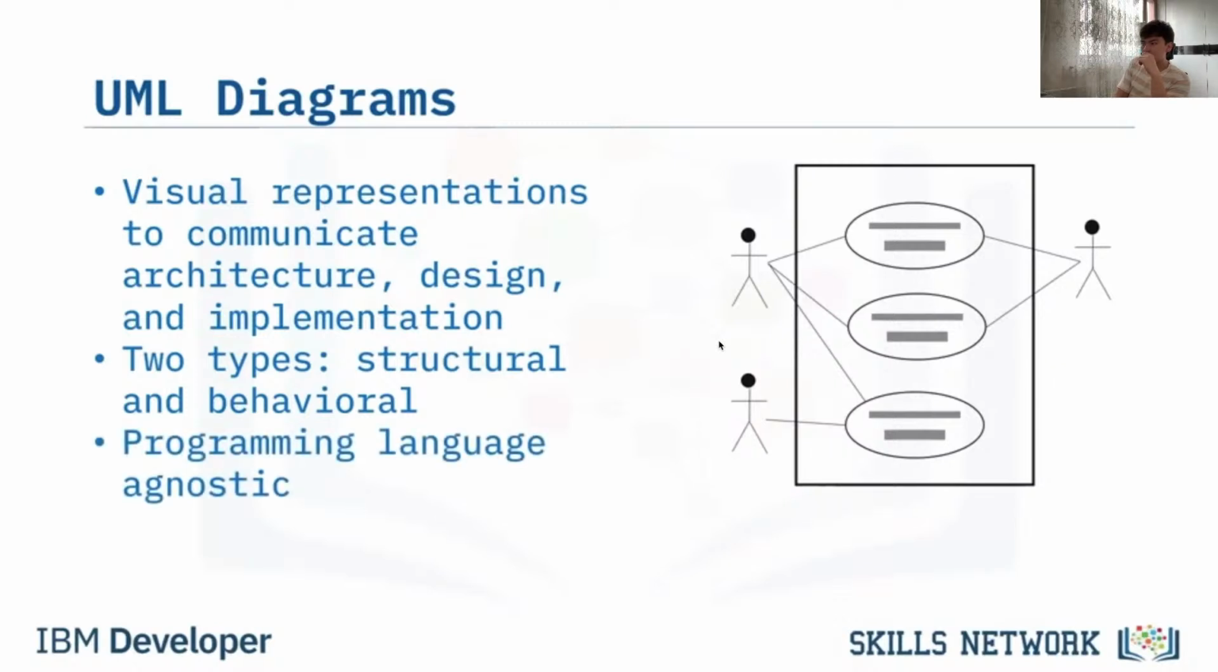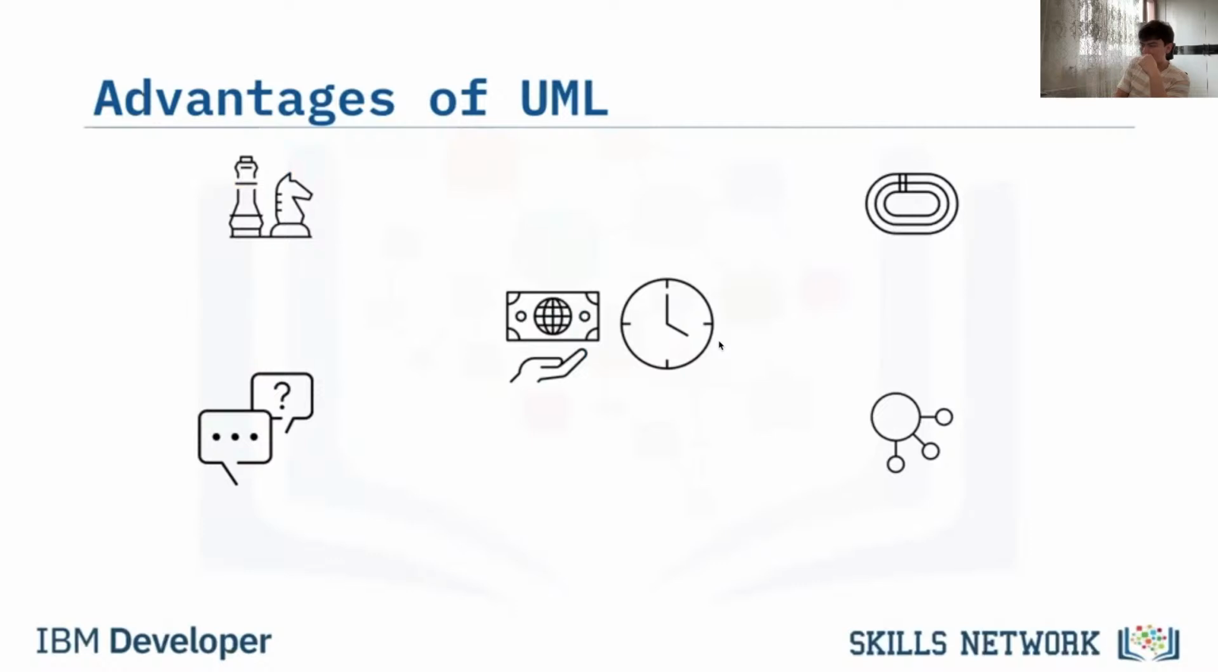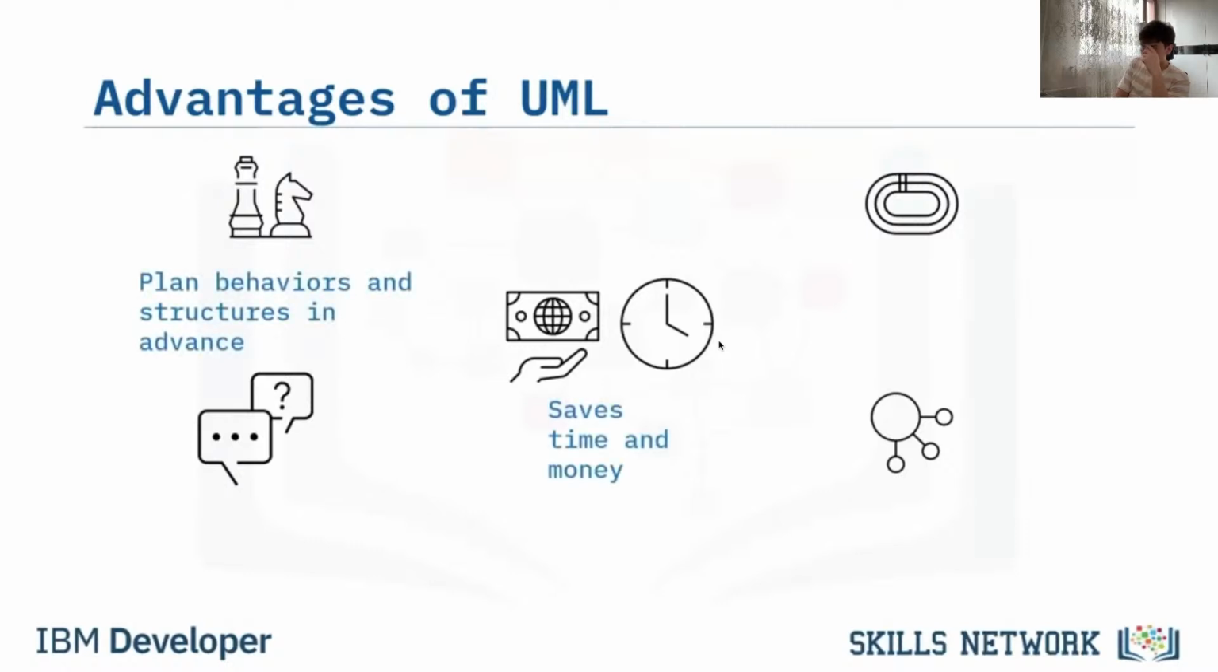UML is programming language agnostic, so software developers can readily interpret and apply it to their work, no matter which language they are developing in. There are several advantages of using UML to communicate architecture, behavior, and structure with development teams. The biggest advantage of UML diagrams is that they allow you to plan out features before any coding takes place, which saves time and money.